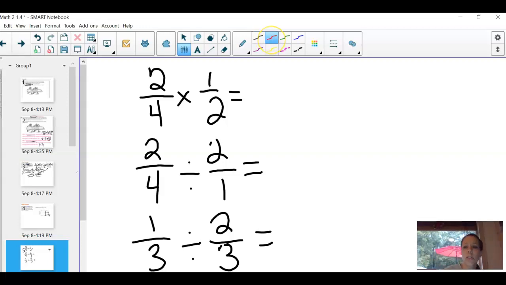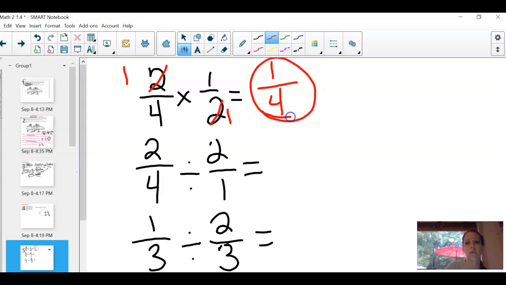Remember though, I showed you something in the last lesson where I can cross cancel. I can find a common factor between 2 and 2, which happens to be 2. So 2 divided by 2 is 1. 2 divided by 2 is 1. 1 times 1 is 1. 4 times 1 is 4. So my answer would be 1/4.